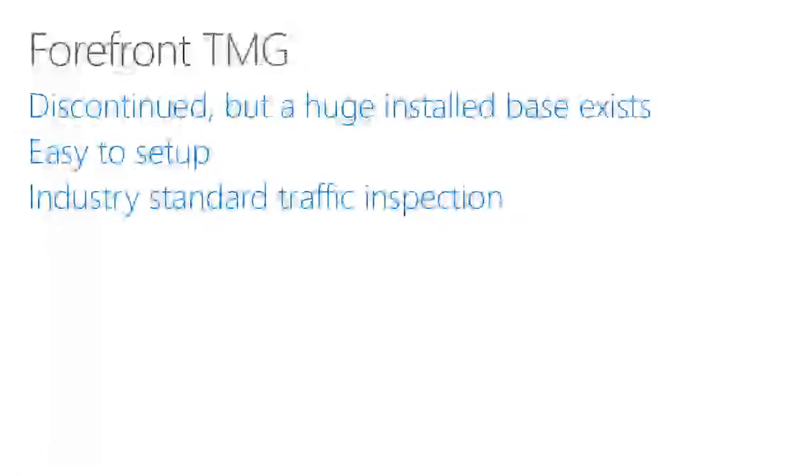And the first one is my favorite, the Forefront Threat Management Gateway, which has been discontinued, but there is a huge install base out there, and loads of guys that are working in security and networking know how TMG works. They know how to set up web publishing rules. It's easy to set up out of the box as well if you need to do this from scratch. And it provides industry standard traffic inspection. So in terms of passing this through a penetration testing process or getting security teams to sign it off, TMG is pretty rock solid in that sense.